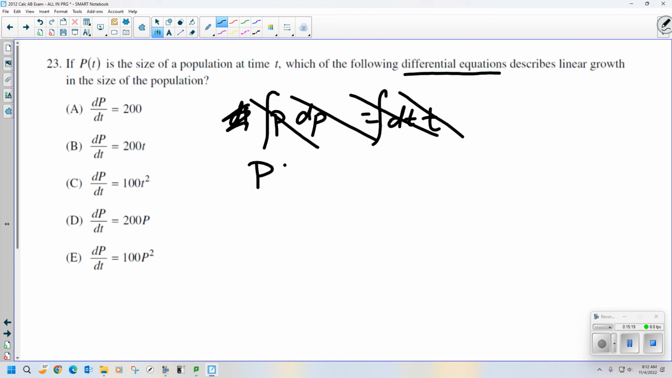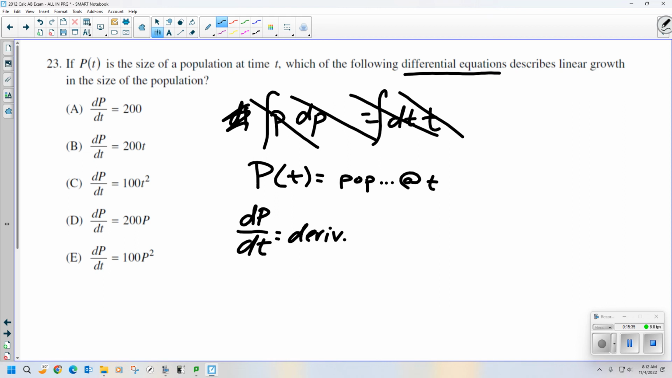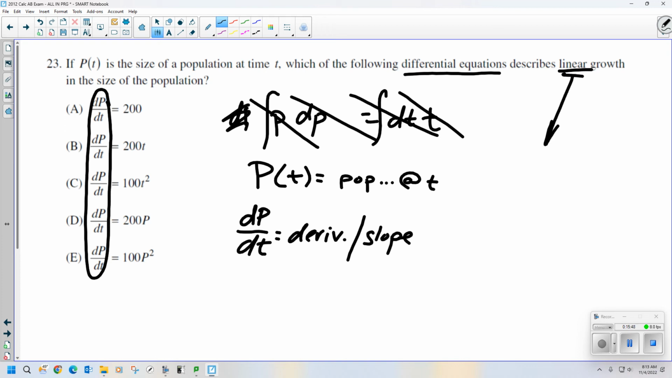If P of t equals some population at some time, which one of these? Notice that dP/dt is the derivative, or sometimes we call it the slope of our function. So which one of those derivatives or slopes, because that's all your answers, would represent linear growth? Linear has a constant slope. Slope doesn't change for a line, does it?